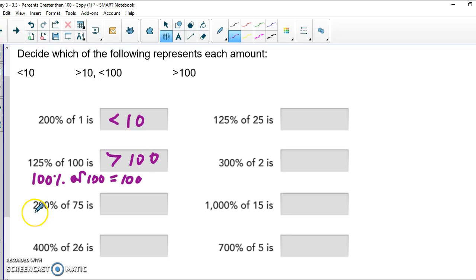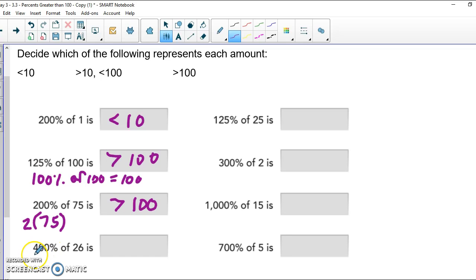In my third example, I'm looking for 200% of 75. So let's first think about 100% of 75. If I have 100% of it, I have all of it. So if I have 200%, I have twice 100%, right? So 2 times 75 would be 150. So this one would also be greater than 100.